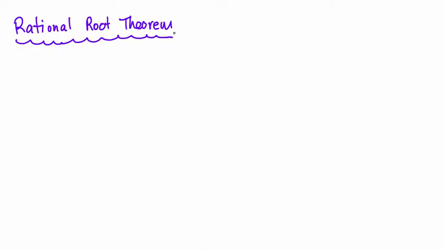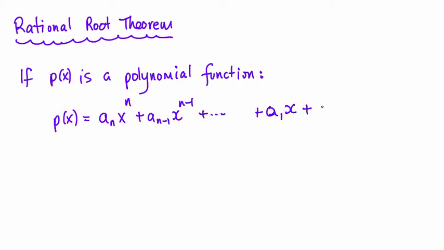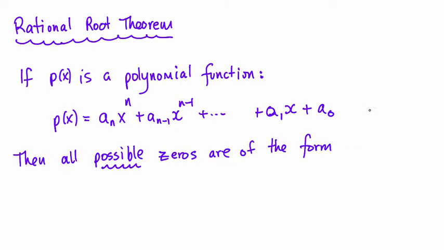If we have a polynomial function that gets written as a_n x to the n, that's the leading coefficient, there's the leading term, and then you get the next one, and so on, all the way down to the degree 1 term, and then the constant term. If you have this kind of polynomial function, the rational root theorem states that all the possible zeros, all the possible roots, have to be of a certain form.